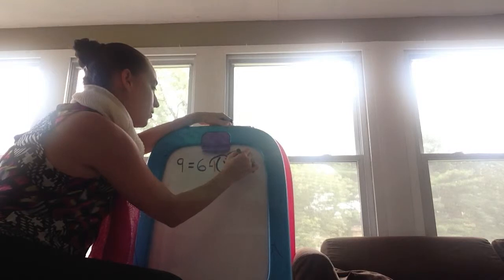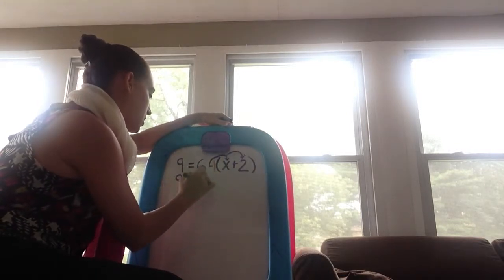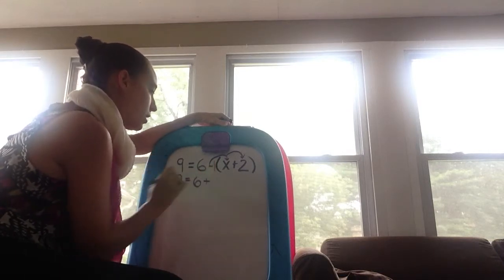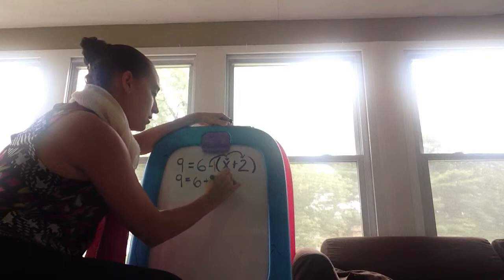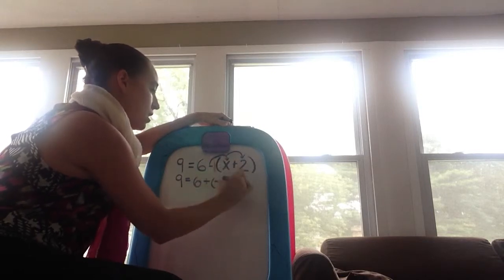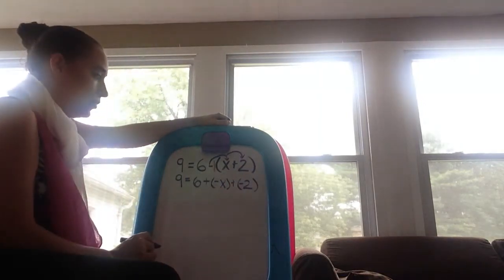and I also have to distribute the negative to the 2. So now I have 9 equals 6 plus negative x plus negative 2. Okay?